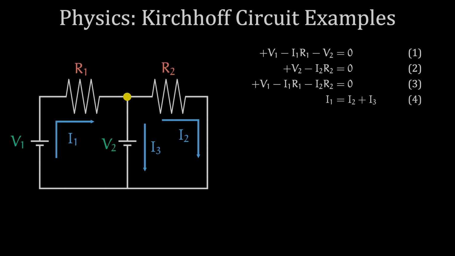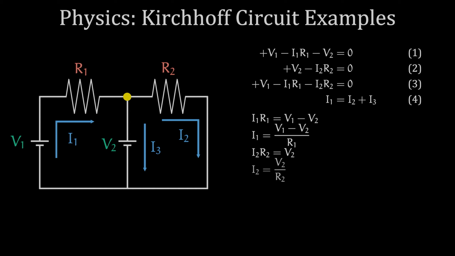Now we can use all of these equations to find expressions for our 3 currents. We want an expression for each current without any other currents in the equation, so this will take some algebra work. Using equation 1, we can add the term with current I1 over, and then divide by R1 on both sides to isolate current I1. Easy enough. Using equation 2, we can add the term with current I2 over, and then divide by R2 to find our expression for current I2.